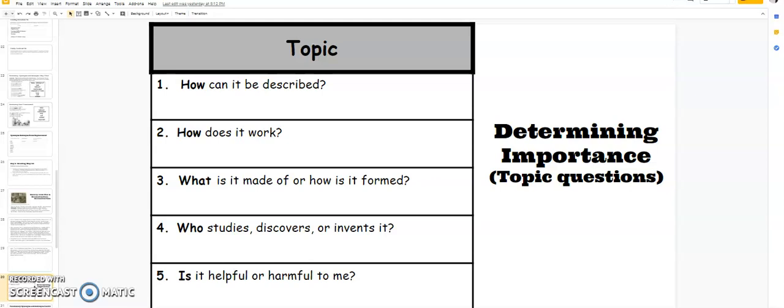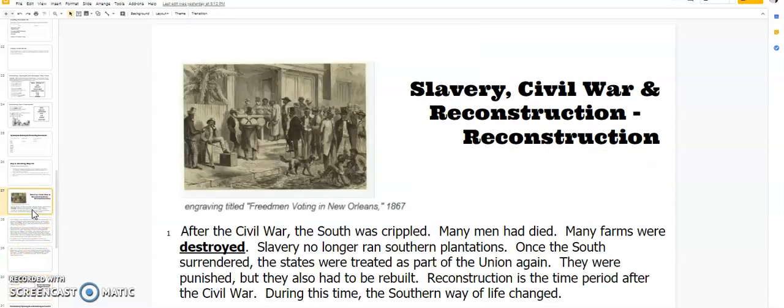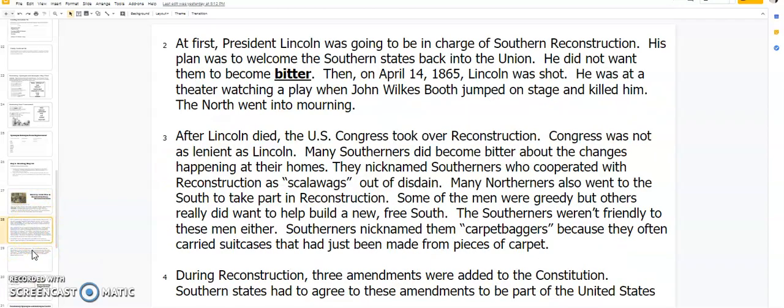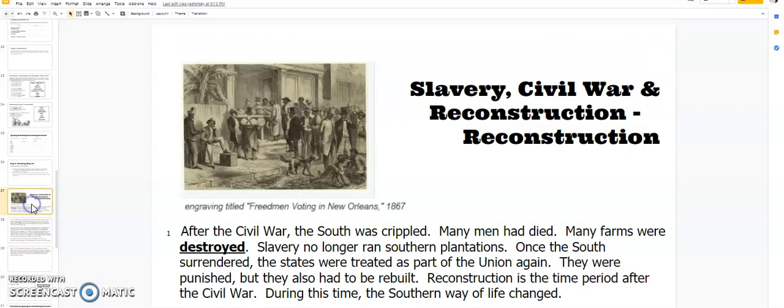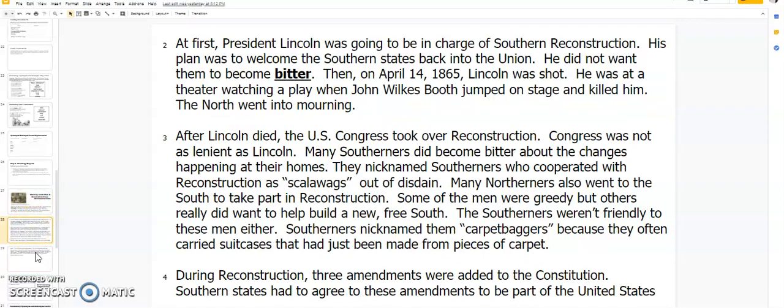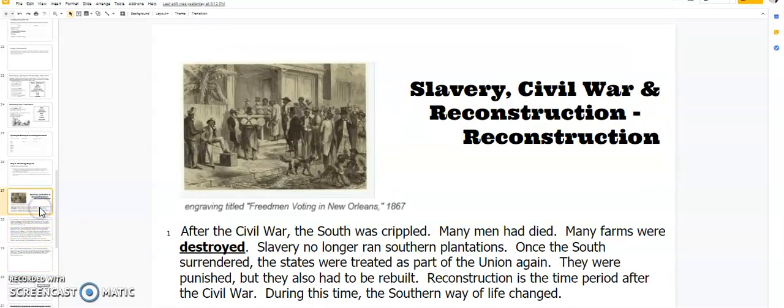2, how does it work? So we have to tell people how it works. 3, what is it made of or how is it formed? 4, who studies, discovers, or invents it? And 5, is it helpful or harmful to me? So let's look through this today. I'm going to do one read through as a movie read, and then I'll do a second read through where we go through and we highlight some information that might help us with our topics.